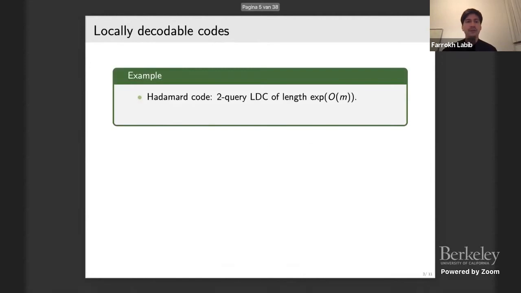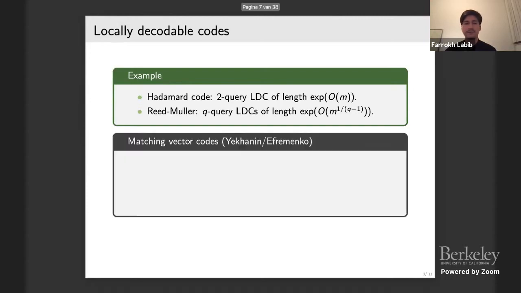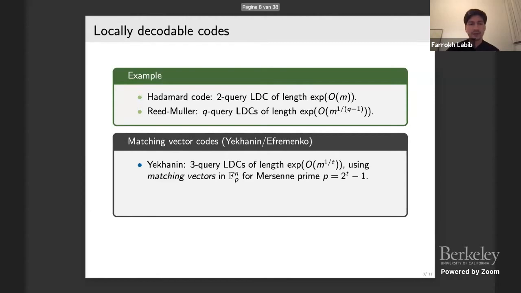Some examples of locally decodable codes are the Hadamard code. This is a 2-query LDC of length exponential in m. And the Reed-Muller code generalizes to q queries and has length exponential in m to the power 1 over q minus 1. And for a long time, these have been the best LDCs. And in breakthrough work, Yekhanin constructs so-called matching vector codes, which are 3-query LDCs of length exponential in m to the power 1 over t, where he uses large families of matching vectors in Z_p^m for Mersenne prime p equal to 2 to the t minus 1.